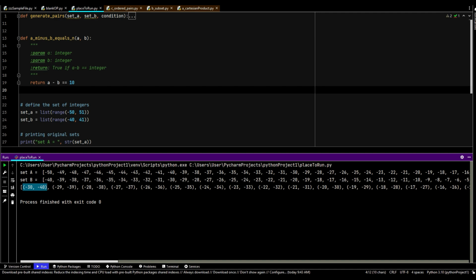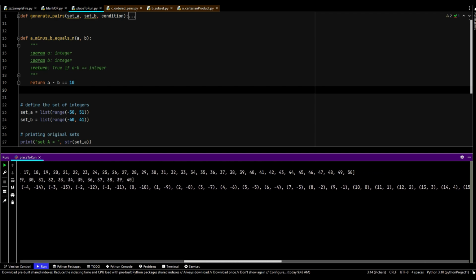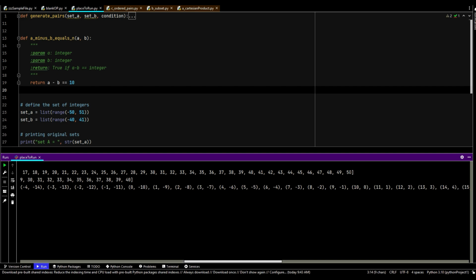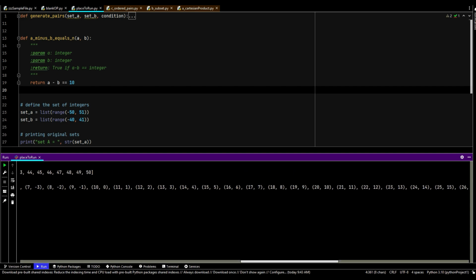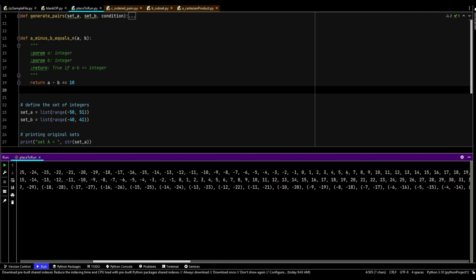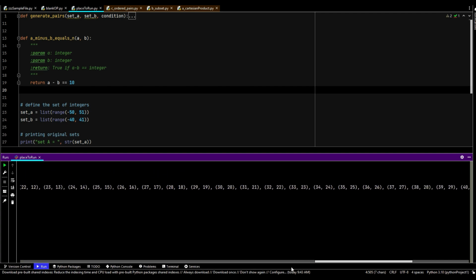By the way, this is your output. Given that set A is made up of -50 to +50, you can see it starts from -50, and set B starts from -40, and the sets end at 40 and 50. Your output will have 1 and -1, so the difference between them is 10. Then we have 0 and -10, and the difference between them is +10. If you are confused, let me show you a simple combination: 16 and 6, the difference between them is 10, is it not? So I already have so many in a set of numbers.